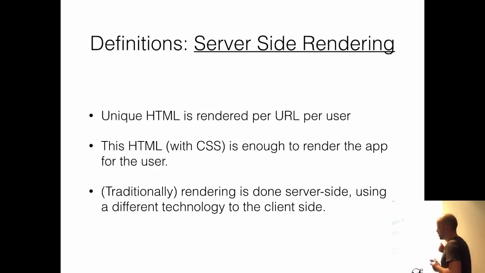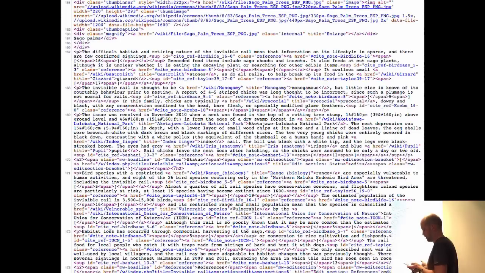It means that when you hit a URL for the app, you get HTML that's relevant to that URL. The server is producing the HTML that you need. This HTML combined with the CSS is enough to draw something that you need to see. And traditionally, the rendering is done only on the server, usually using a different technology. So what you might use is basically not JavaScript. So if you do anything client-side on a server-rendered app, it's usually very different to what you do on the server.